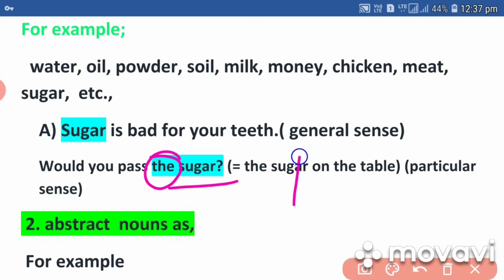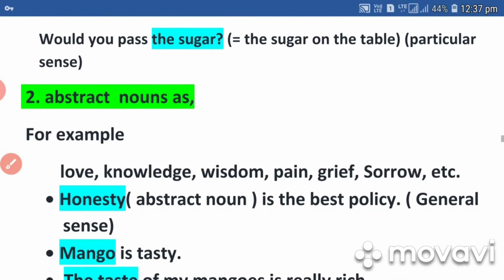Okay. Next, second one is abstract nouns. We don't use any article before abstract nouns. First of all, understand what is meant by abstract noun. Abstract nouns are things that we can't touch. Abstract nouns won't have any physical body, right? We can just feel that. For example, love, knowledge, wisdom, pain, grief, sorrow, etc.